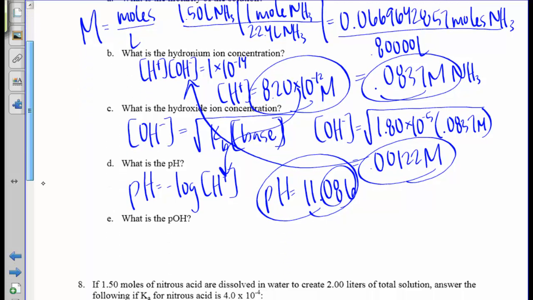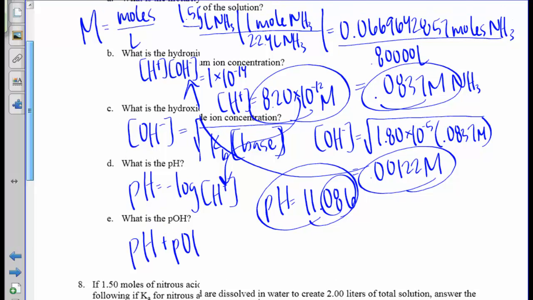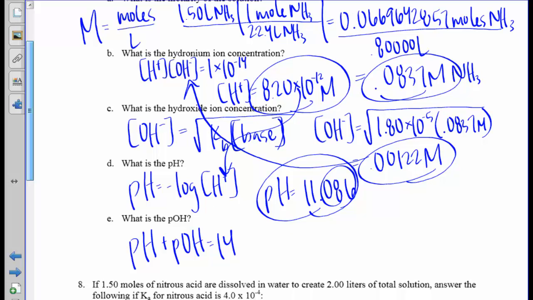The pH and pOH are related as follows. pH plus pOH is equal to 14. So I can then plug in the pH here and solve for the pOH. You could also take the negative log of the hydroxide ion concentration and come up with the same value. But regardless of which way you go about it, you should calculate the pOH to be 2.914.